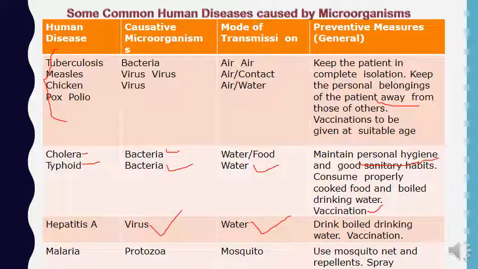Last, malaria, which is caused by protozoa, one of the type of microorganism which we have discussed in the previous session. The mode of transmission or the carrier we just saw with the photo, it will be a mosquito. What to do for preventing it? Use mosquito net and repellent and the various sprays which are available.